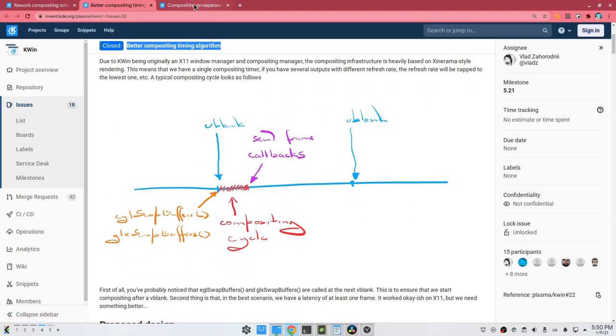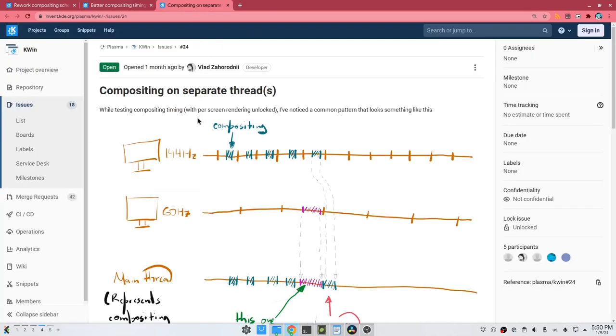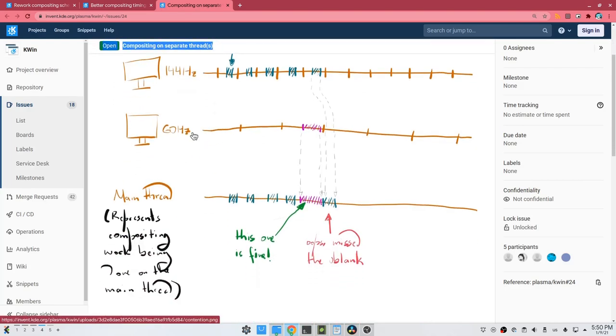However, on Wayland we have more things. So on Wayland compositing happens in different threads. That makes it possible to have two screens working at different refresh rates, for example one at 60 Hz and one at 144. That's basically the same as the GNOME Wayland session.